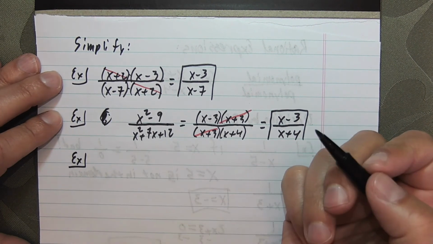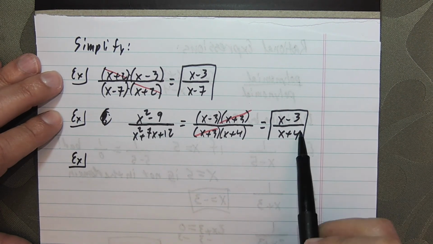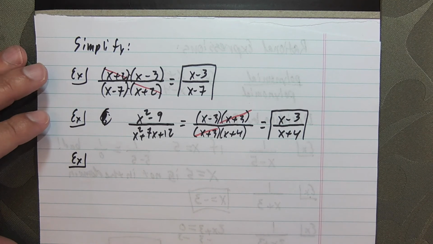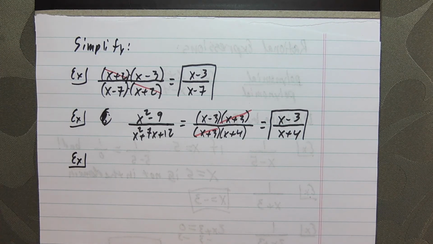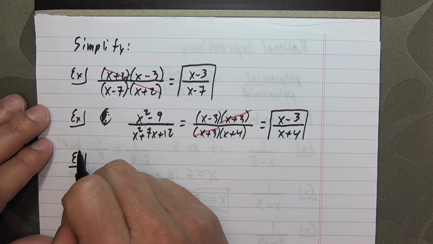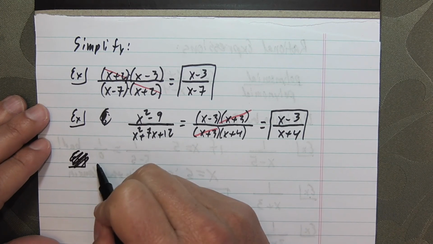So, how are we feeling about simplifying? We get the idea. You have to factor and then reduce. Okay. Go ahead. No, I got it. Okay. So let's move on to multiply and divide.